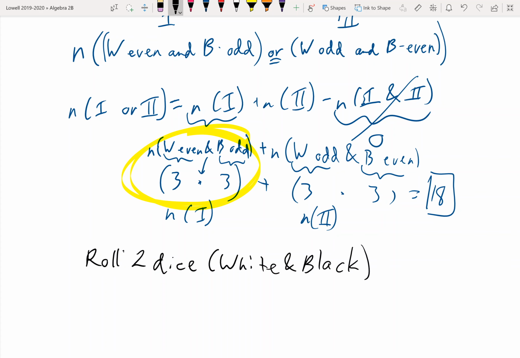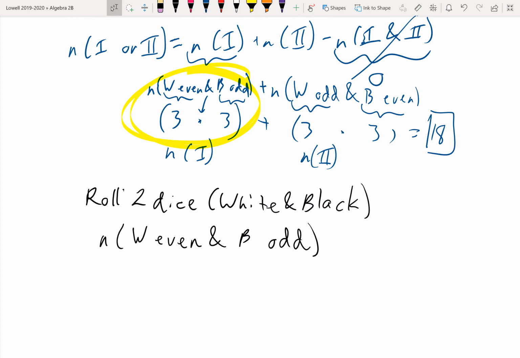And so when I'm looking for the number of ways that the white die comes up even and the black die comes up odd, what's really going on is, well, I could roll them at the same time, or I could roll them one and then the other. It really doesn't matter, because in reality those are the same thing. And so what's the probability of the white die coming up even and then the black die coming up odd?